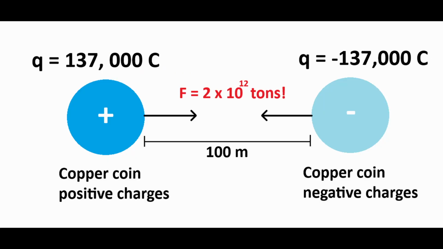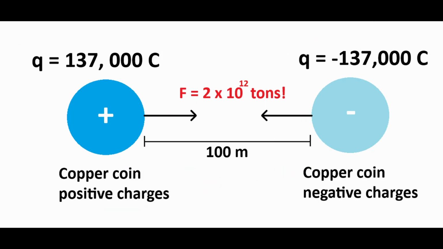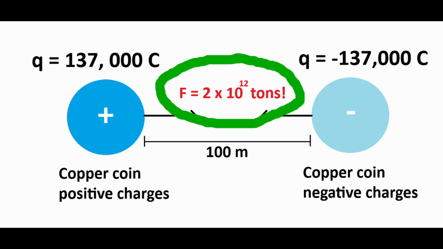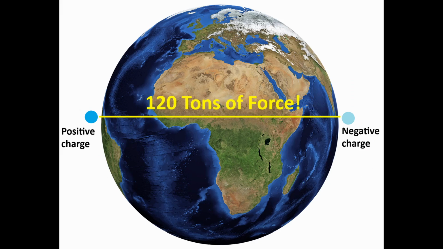This value of charge is enormous. If you could strip the coin of its positive and negative charges into two separate segments and separate them by 100 meters, they would feel a force of approximately 2 times 10 to the power of 12 tons. If you put those two coins at the opposite ends of the Earth, they would still feel a 120-ton force of attraction between them.